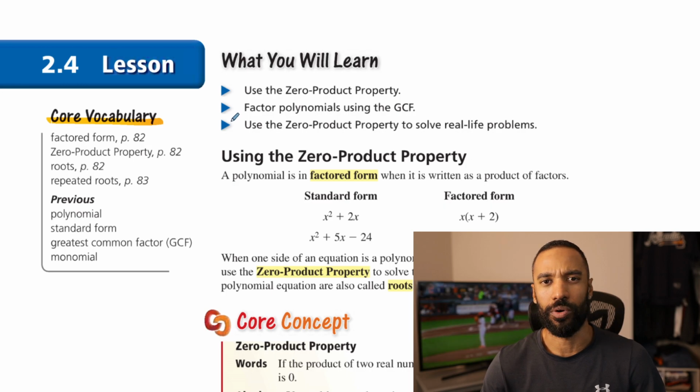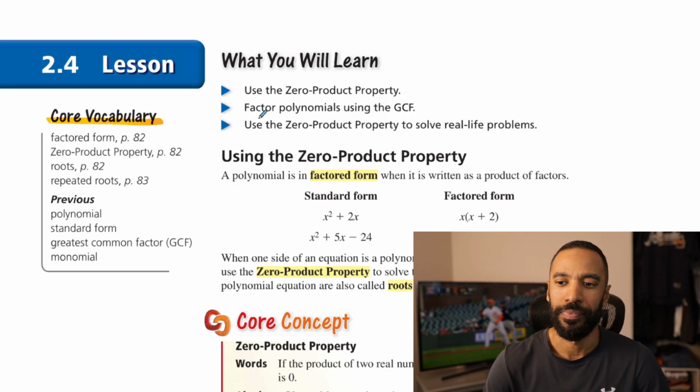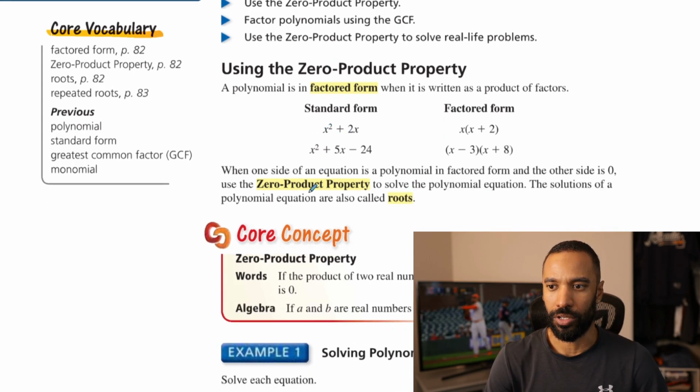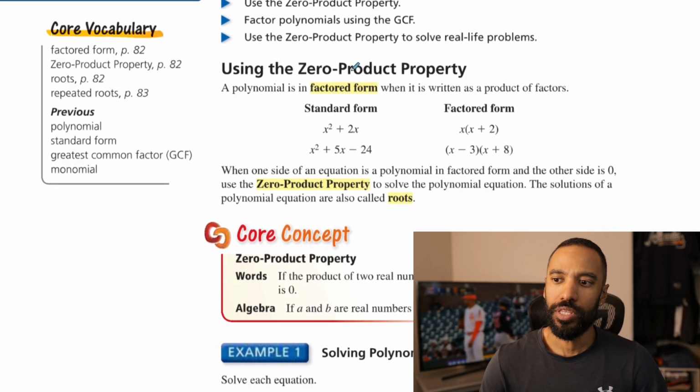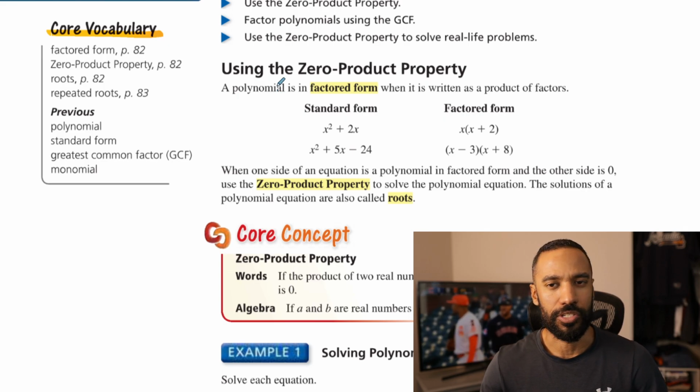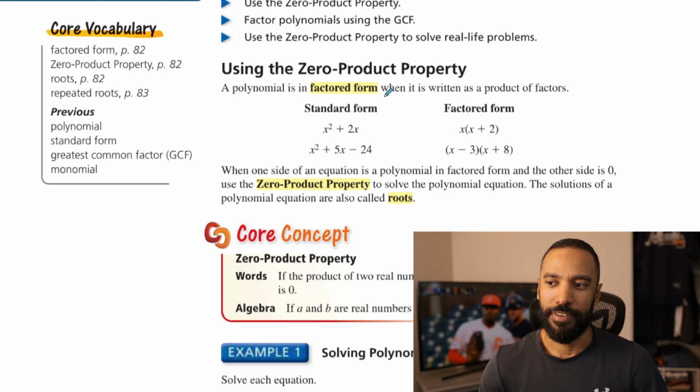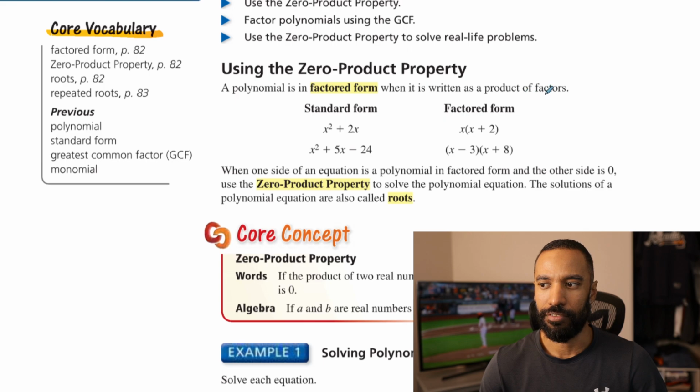So going back to it, of course, word problems tend to pop up in a lot of these things all the time. So just get used to it. It's okay. We'll see what they throw in along the way. Okay, using the zero product property, let's see what they want to say about this. A polynomial is in factored form when it is written as a product of factors.